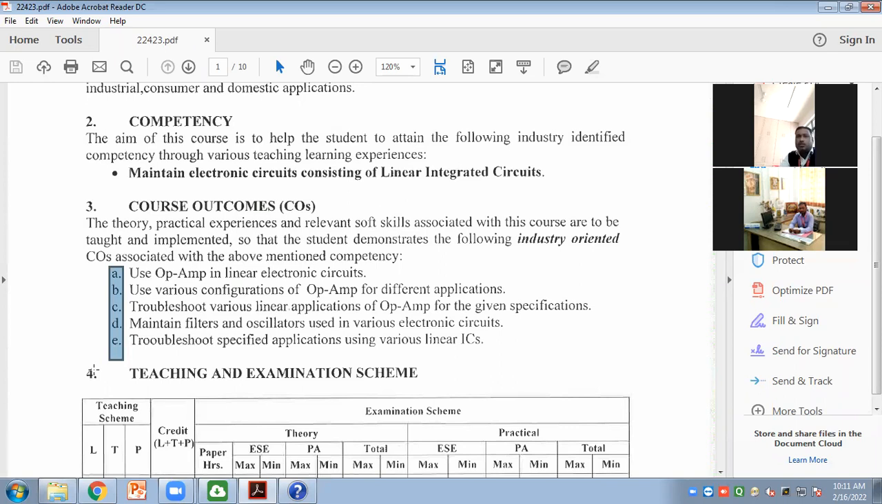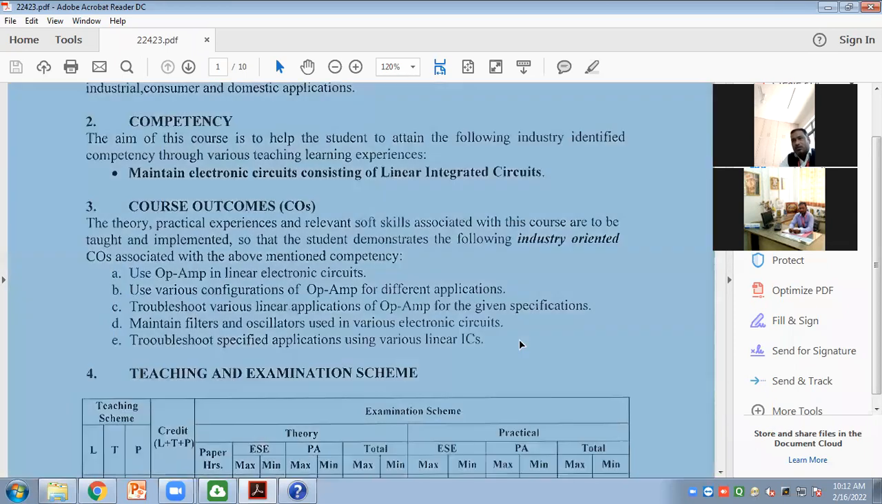Whenever we study chapter by chapter, at the end of the chapter you can conclude the use of op-amp in linear electronic circuits and the use of various configurations of op-amp for different applications. At the end of the chapter you must know what you have learned. That is the conclusion of your chapter.